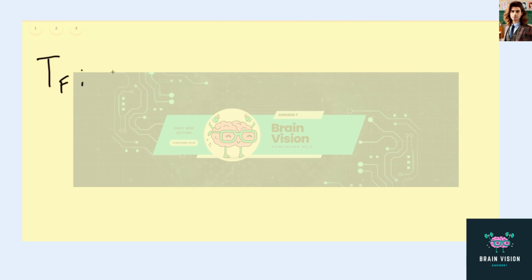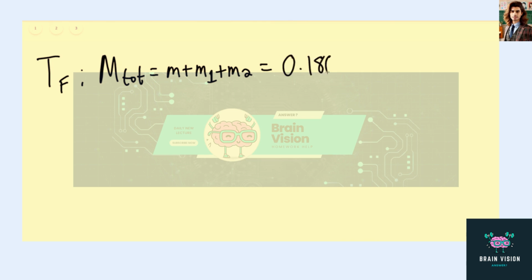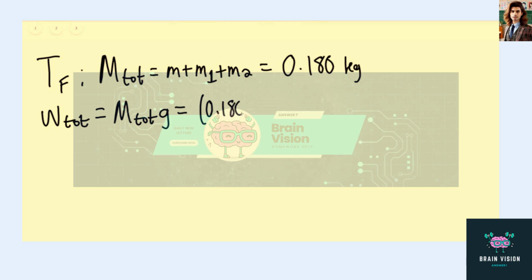And for T sub F, in order to find it, we have to say that the mass total is going to be equal to the mass plus m sub 1 plus m sub 2. And this is equaling 0.12 plus 0.036 plus 0.024. Add those up, we're getting 0.180 kilograms. So we know that the weight total has to be equal to the mass total times g, and this will be equal to 0.180 times 9.8. This is giving us 1.764 newtons.